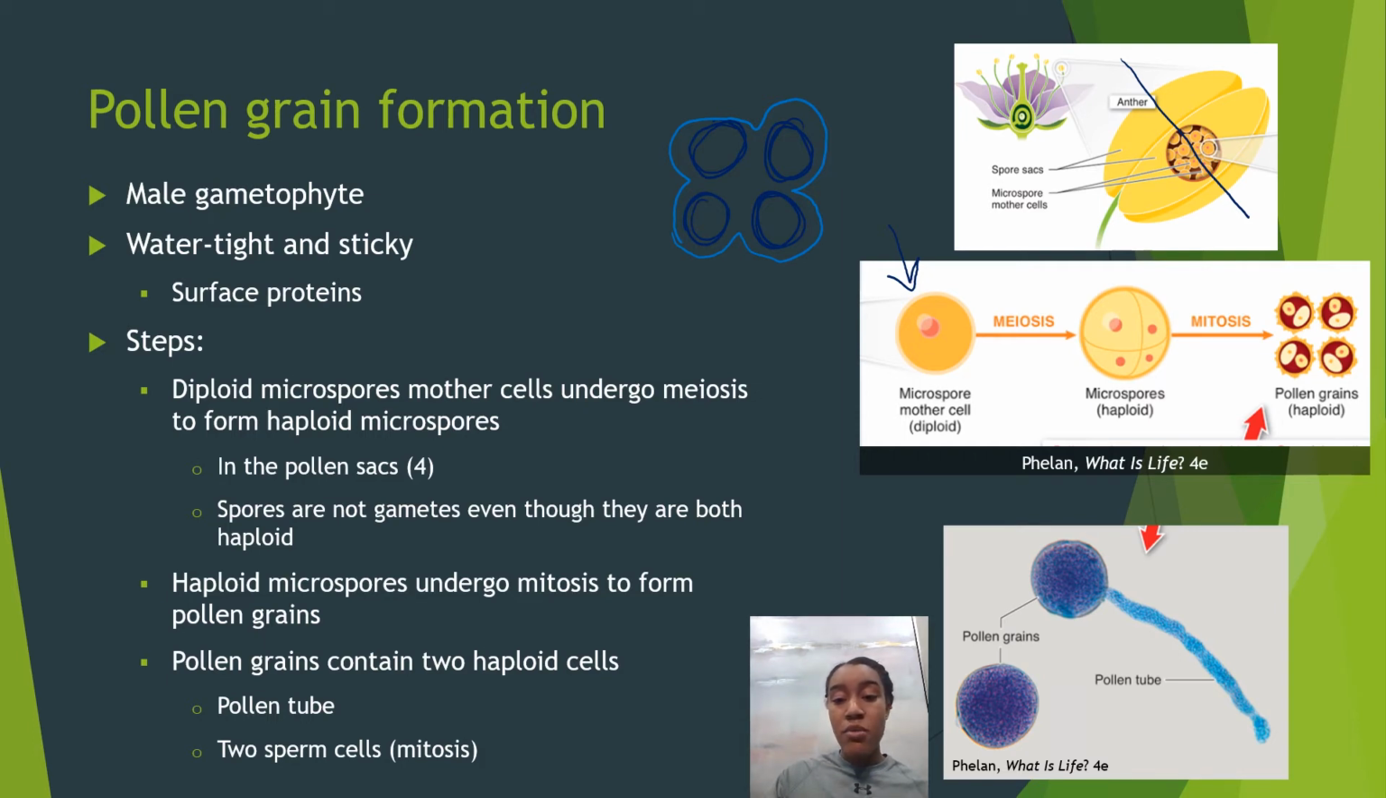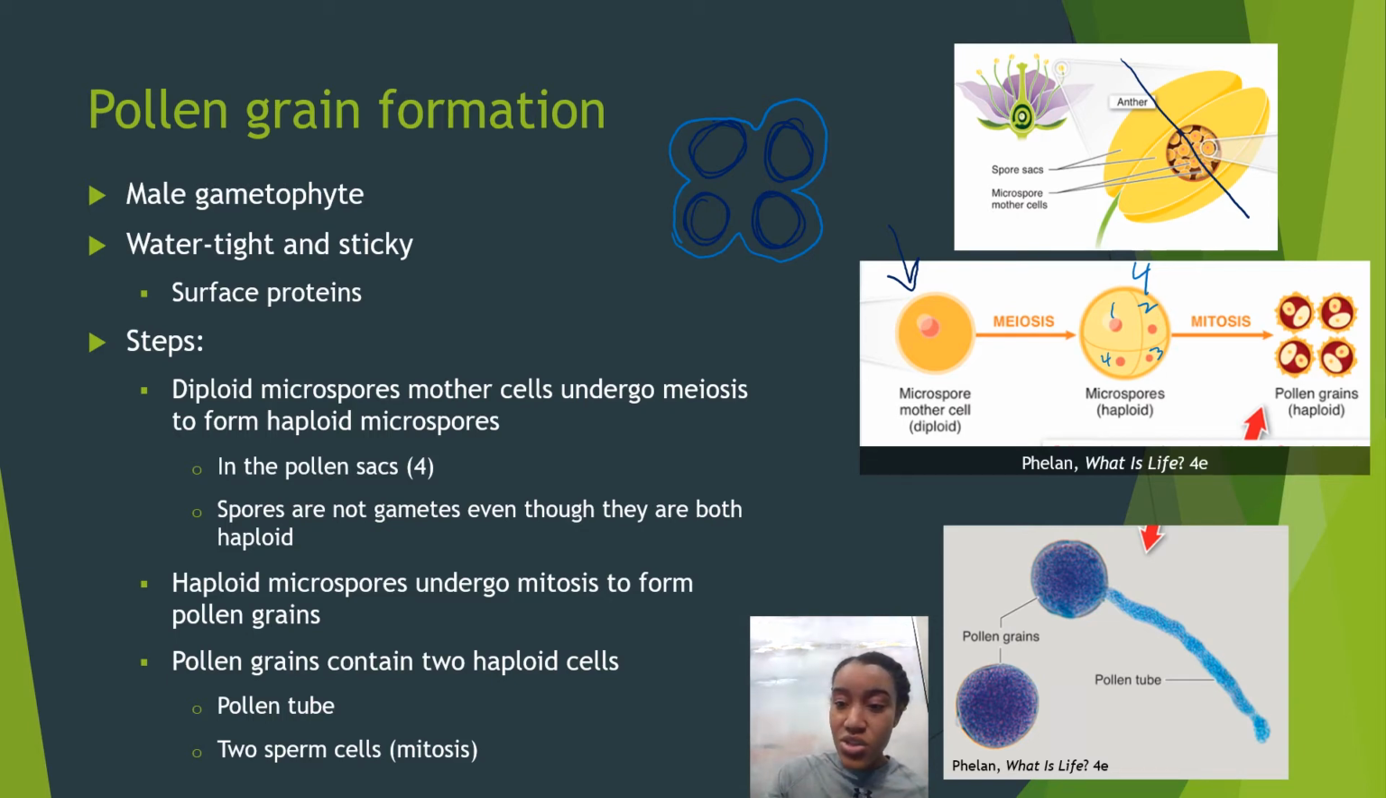So this microspore mother cell then undergoes meiosis to form microspores. Each microspore mother cell will divide via meiosis to give you 4 microspores. And these are all haploid. So you can see here's 1, 2, 3, 4. And each of those microspores will then undergo mitosis to form 2 haploid cells within a pollen grain.